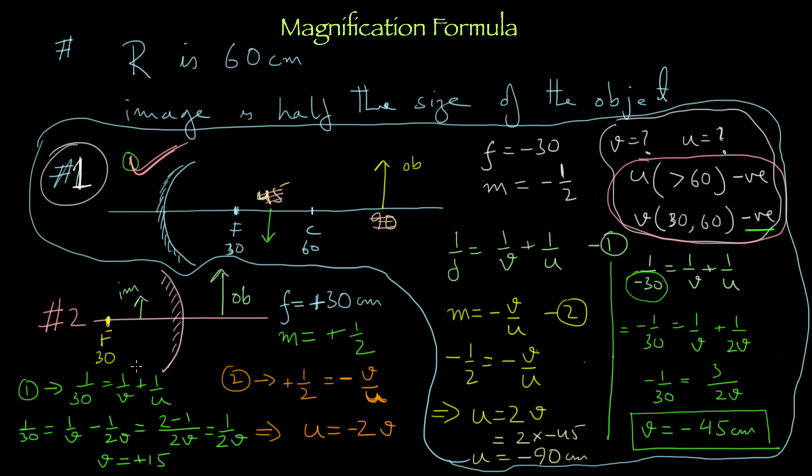Is it coming in the slot? I just did not write the prediction. Why? Because it was right there in the diagram and no space over here, right? V is equal to plus 15 centimeter. Is it coming in the slot between 0 and 30? Yes, plus, should it be plus? Yes, it should be, right?